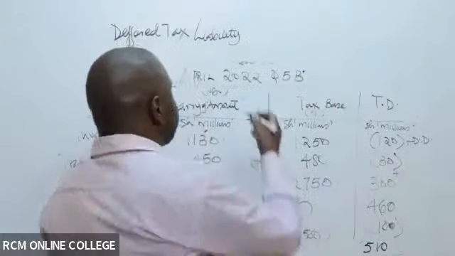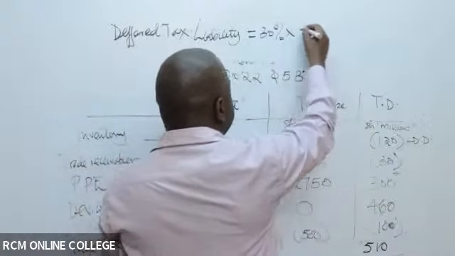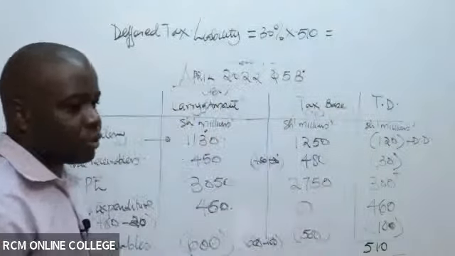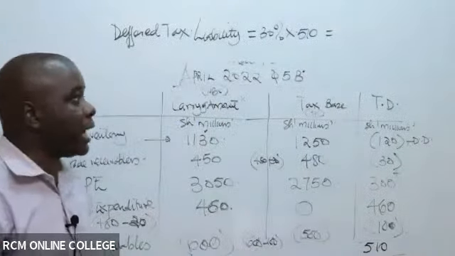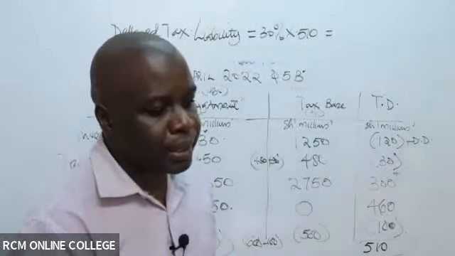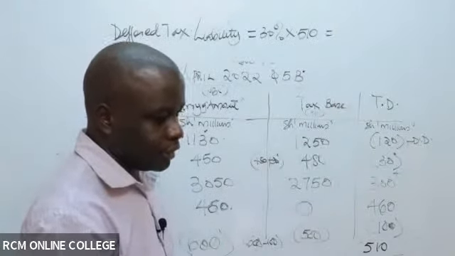So in this case, you take 30% multiplied by the temporary difference, which is 510, which will be equal to how much? Is it 1530?